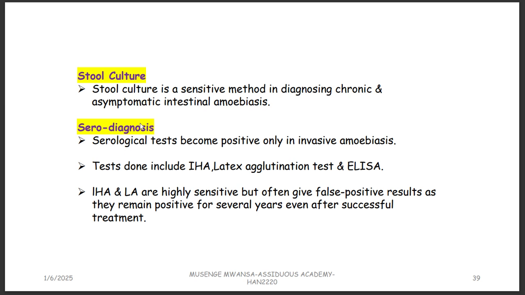You can also look at blood for diagnosis, especially, actually it becomes positive only in invasive amoebiasis, because it's only the invasive form where you're going to find the parasite in blood. In the non-invasive, it is still in the GIT. So you can look at blood to be able to see these guys, and you can also look at their antibodies.